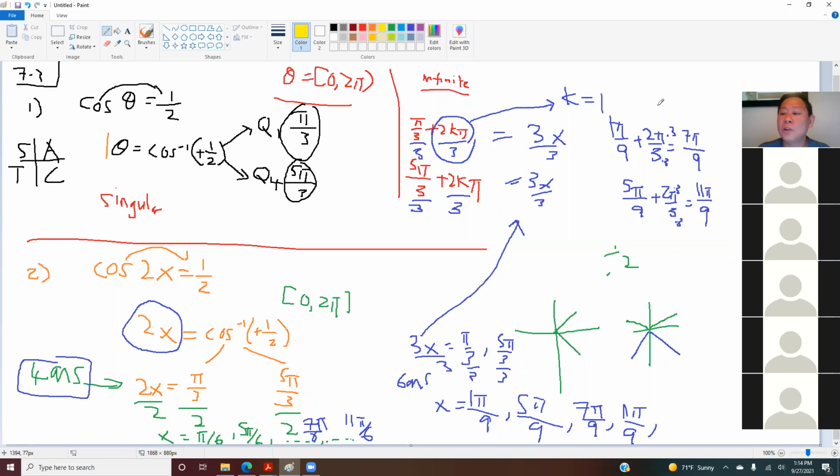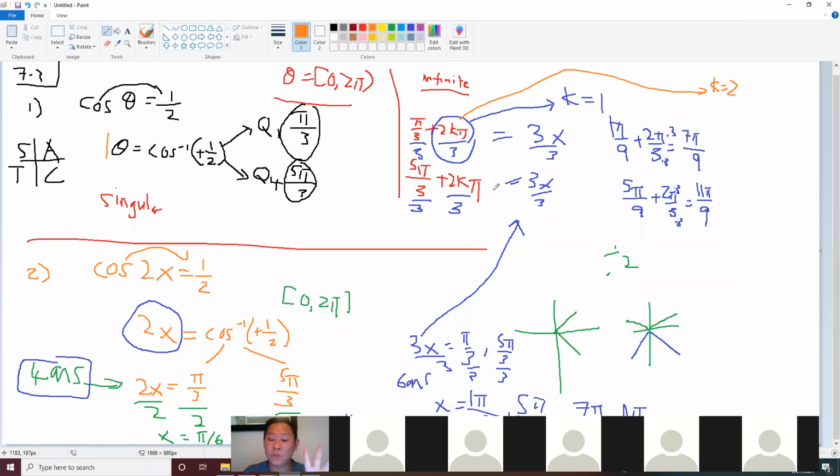So the other one that we're going to use is when k is 2. So this is k is 1. Now we will plot k is 2. When you got 3x, you have to go through 3 revolutions. The first revolution, you get these 2 answers. The second revolution, you get this. The third revolution is where you get pi over 9 plus, when k is 2, 4 pi over 3. And this is the same thing. You will get 5 pi over 9 plus 4 pi over 3 because now your k is 2.